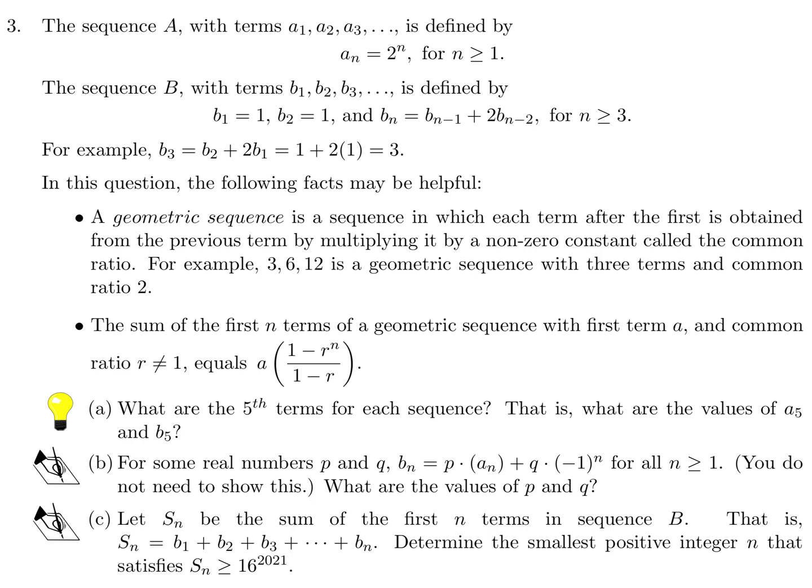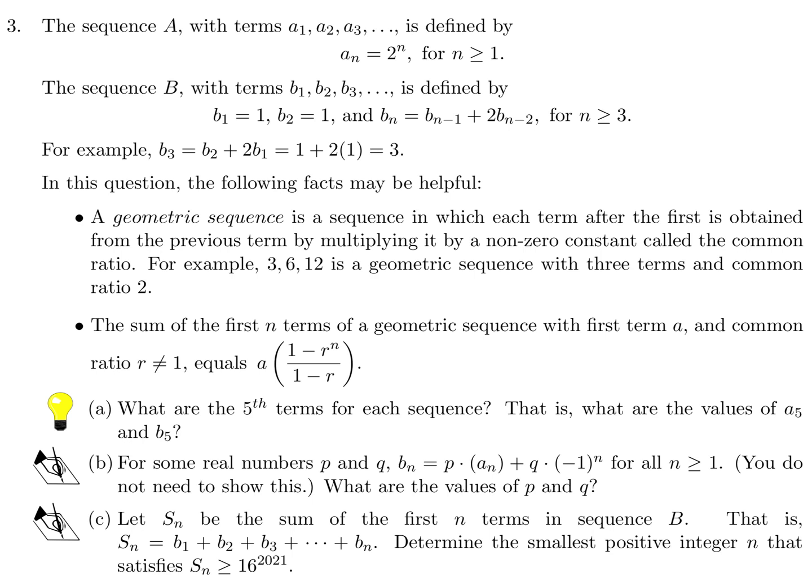Sequence A with terms a1, a2, a3 is defined by an is equal to 2 to the power of n. Sequence B with b1, b2, b3, and so on, is defined by b1 is 1, b2 is 1, and bn is equal to bn minus 1 plus 2 times bn minus 2. All right, so what are the fifth terms for each sequence?